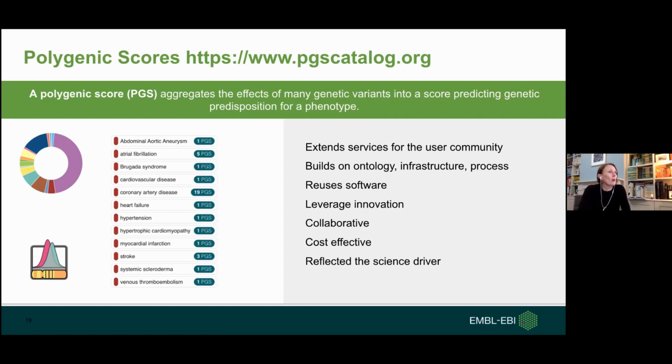It builds on our infrastructure, our curation processes, and our data acquisition tools. It reuses some of the software, and it leverages innovation that Mike was doing in his group, but that we knew how to harden and how to run on our servers. It's collaborative and it's cost effective because we're building on top of things we already know how to do. And it really reflects the way the field is going.